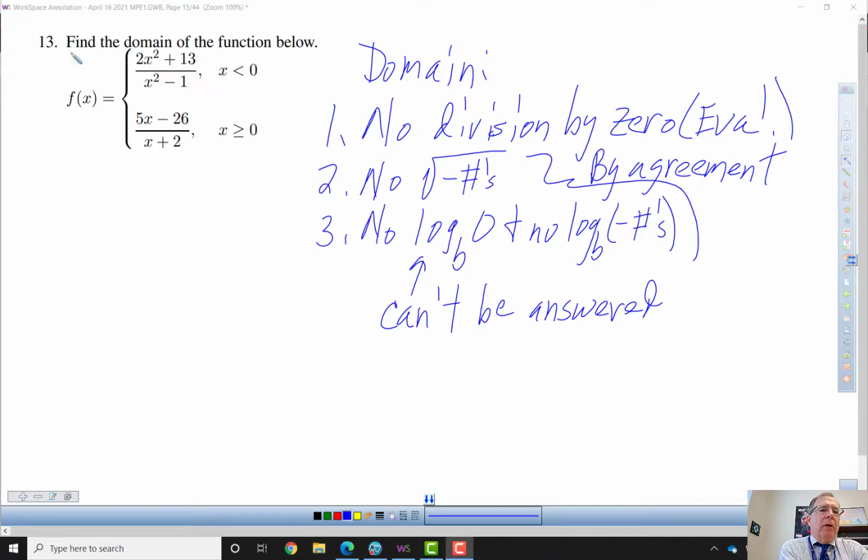So for number 13, we have similar directions. Find the domain of the function below. But we've got a piecewise function with two rational function parts. So let's review the domain again.